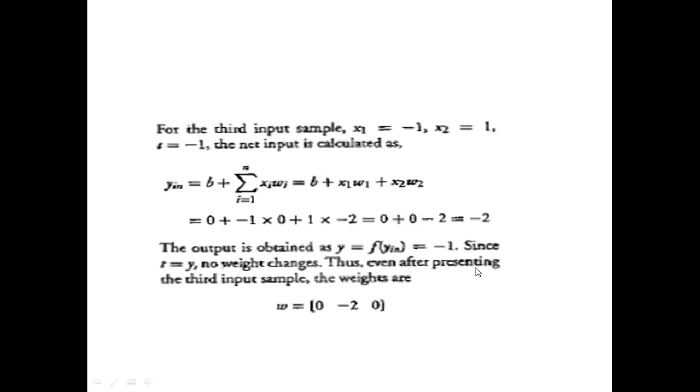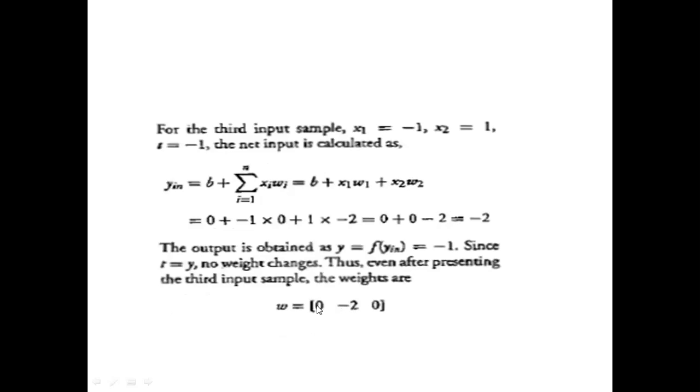Thus, even after presenting the third input sample, the weights, that is w new for the third input pattern, are 0, -2, and 0. Similarly for the fourth input sample, x1 is equal to -1, x2 is equal to -1, and t is equal to -1. Again we calculate yn, that is b plus x1 w1 plus x2 w2.